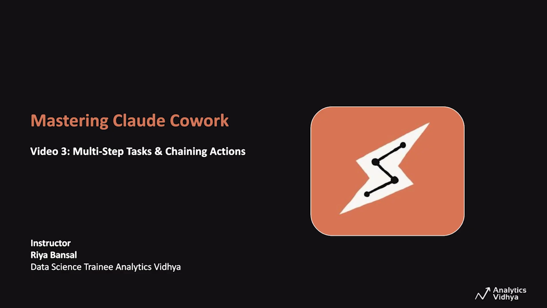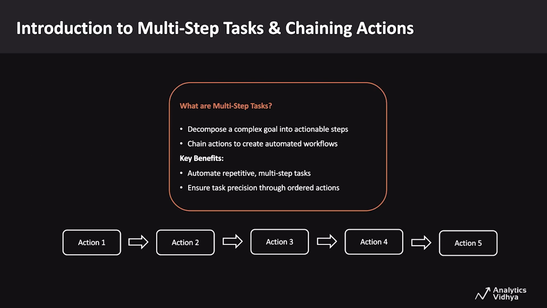In this video, we will dive into multi-step tasks, the foundation of building more complex workflows where multiple actions are chained together to complete a larger goal. Rather than tackling everything at once, Co-work breaks down a complex goal into smaller, ordered actions. This approach brings two major benefits. First, it helps automate repetitive multi-step work without you having to manage each step manually. Second, it improves precision because the task is executed in a clear sequence rather than as one vague instruction. So, instead of trying to do everything at once, Co-work moves step by step, and that makes the workflow both more reliable and easier to control.